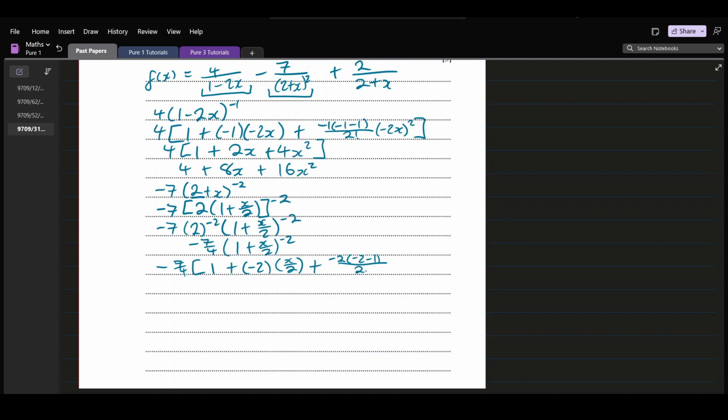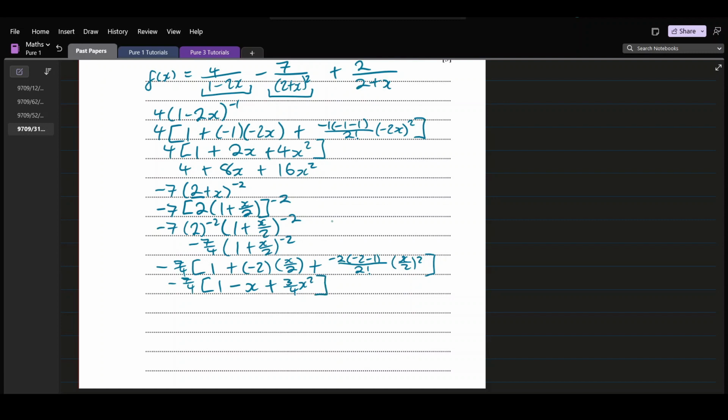And this is all over 2 factorial times x over 2, and that's squared. And so that's negative 7 over 4. That's a 1 over there. And then negative 2 times x over 2 gives us negative x. And then let's evaluate the third term using our calculator. That's negative 2, negative 2, negative 1 over 2 factorial times 1 over 2 squared. So that gives us 3 over 4 x squared.